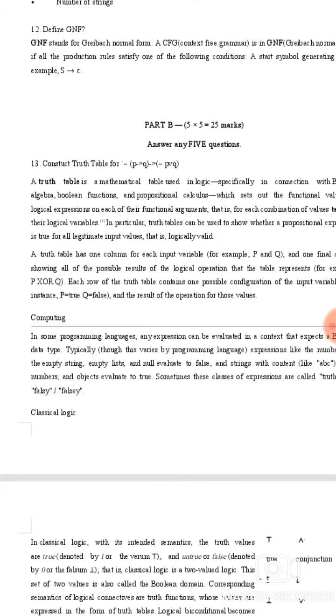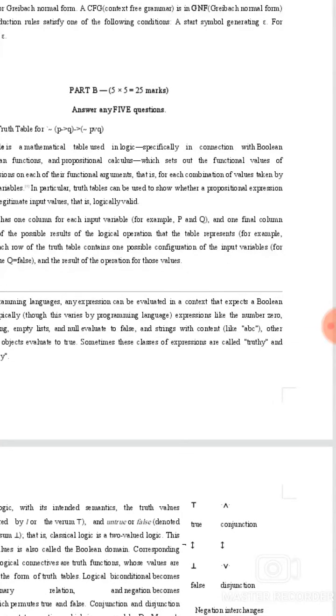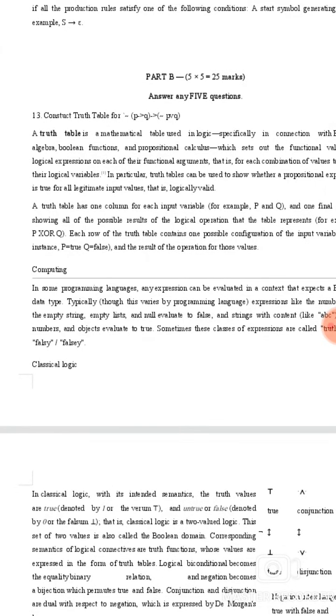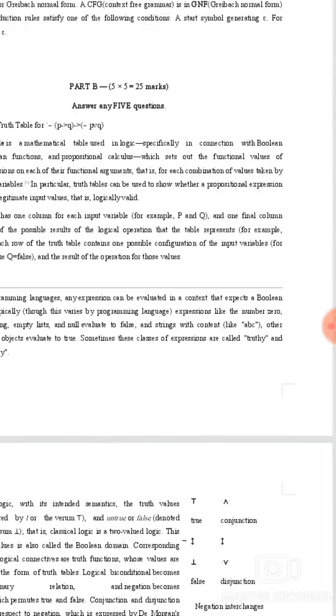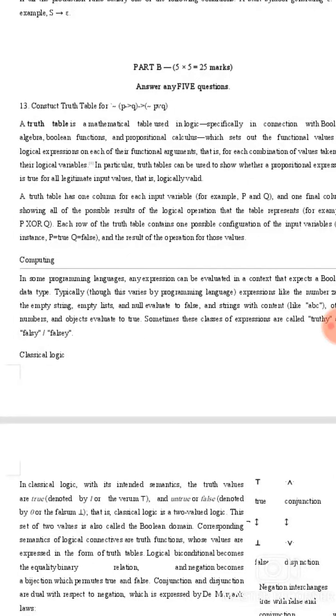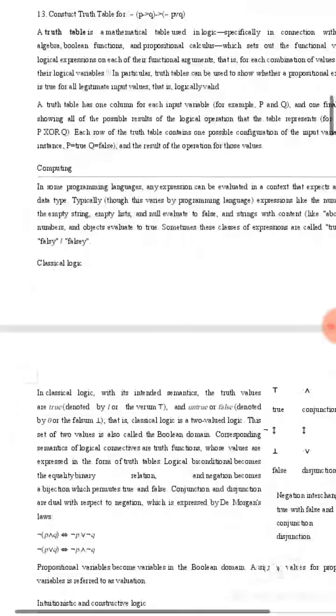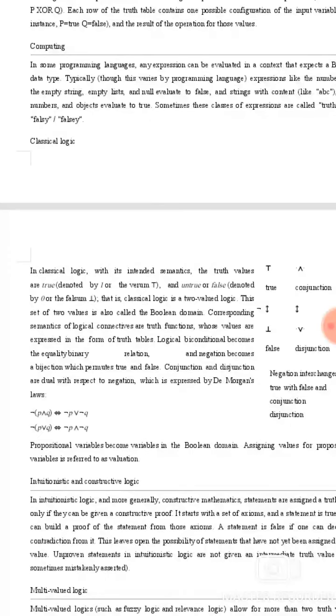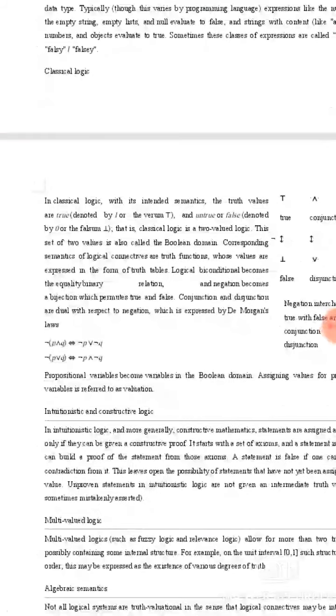Construct truth table. A truth table is a mathematical table used in logic, specifically in connection with Boolean algebra, Boolean functions and propositional calculus, with a set of functional values of logical expressions on each of the functional arguments. In classical logic, which is intended semantics, the truth values are true, denoted by 1 or the letter T, and untrue, or false. That is, classical logic is a two-valued logic. The set of two values is called a Boolean domain.